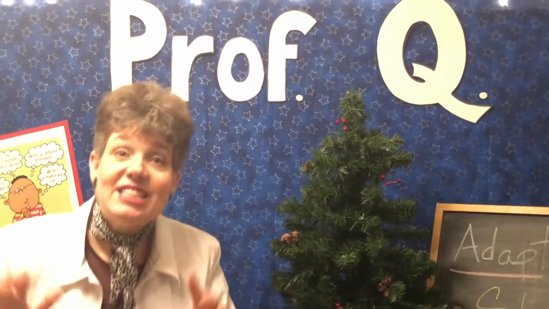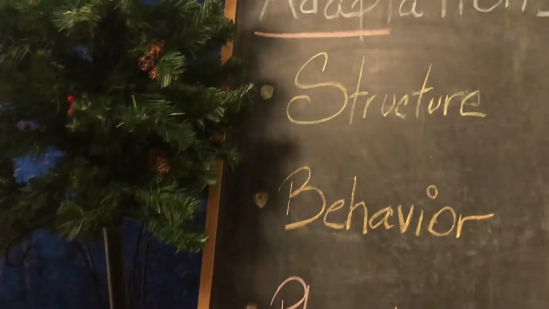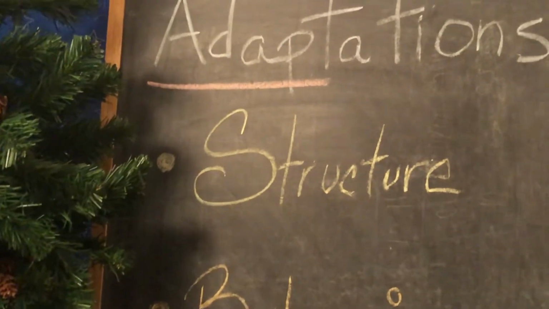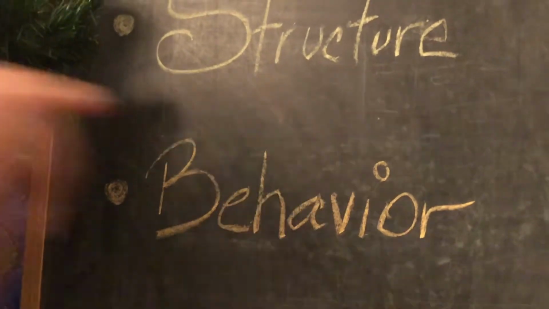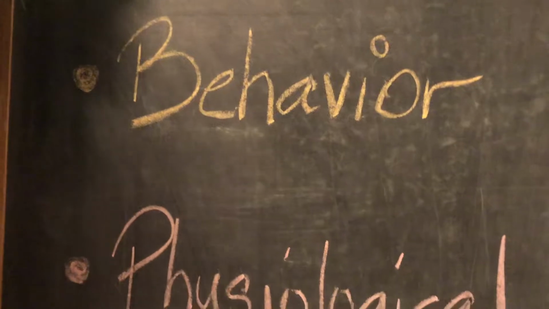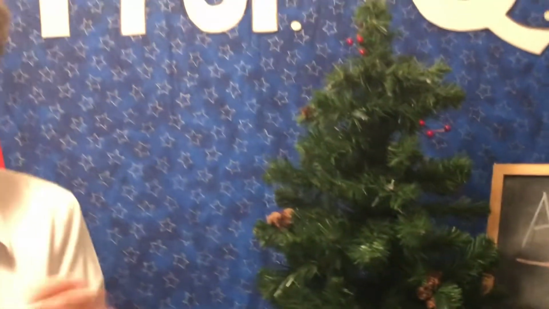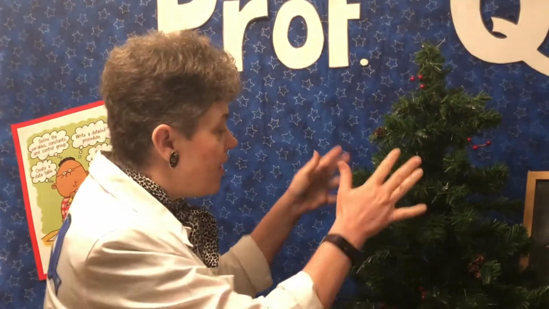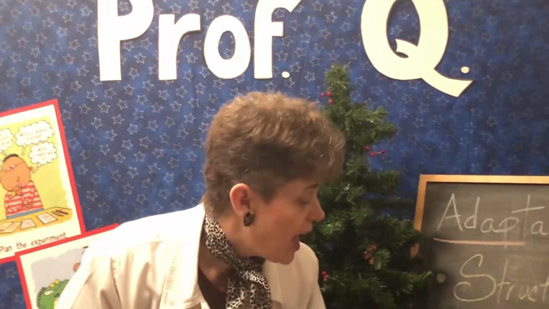Well, let's take a look over here, shall we? There's 3 main types of adaptations. One is structure, another is behavior, and the third is physiological. Let's all say that. You ready? Physiological. So, having the tree, evergreen, to produce its seeds is a physiological adaptation.